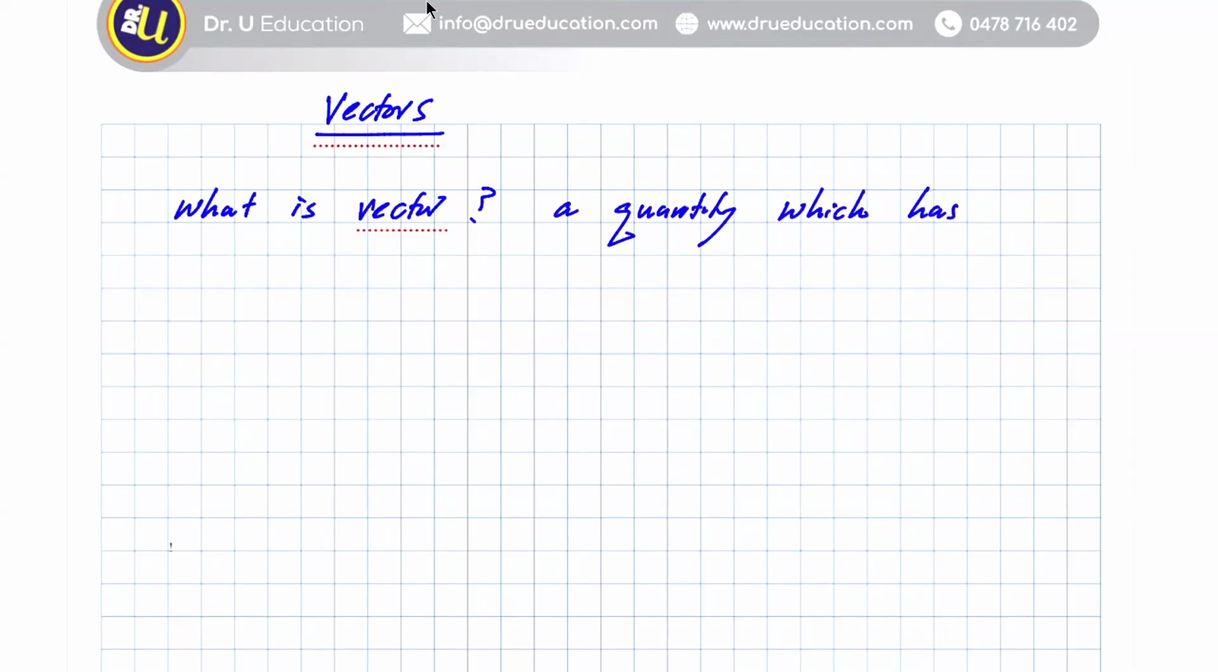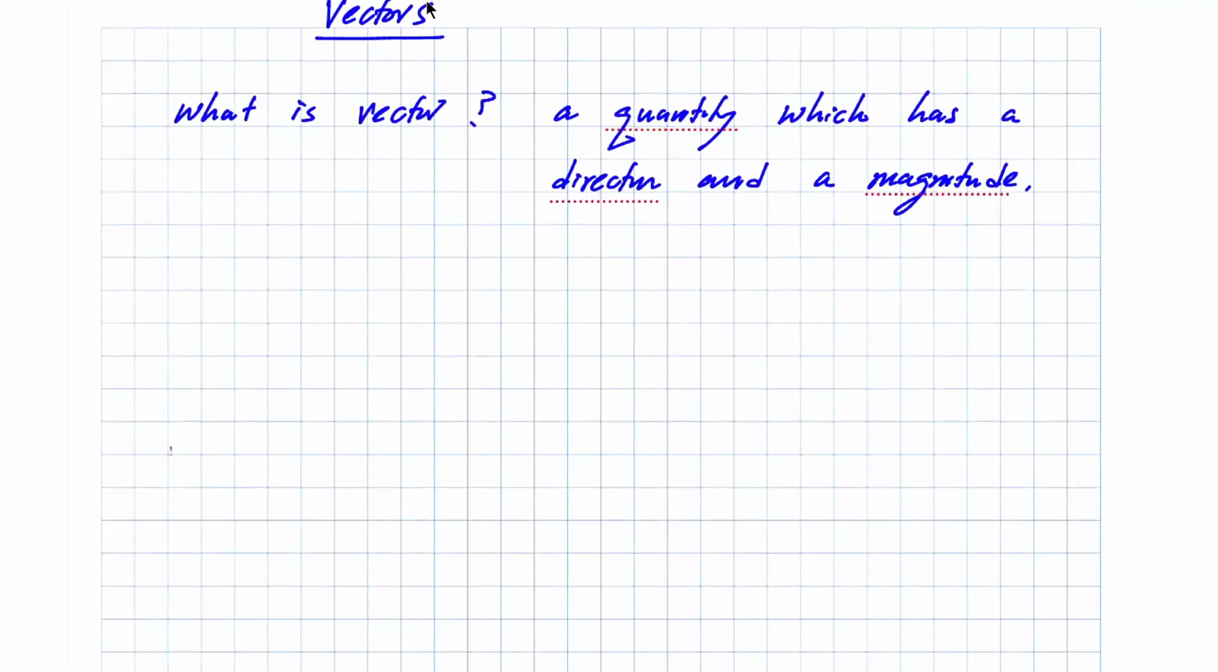Okay, so we are talking about the vector lesson. First of all, what is a vector? This is the first question we have to ask. A vector is a quantity which has a direction and a magnitude.